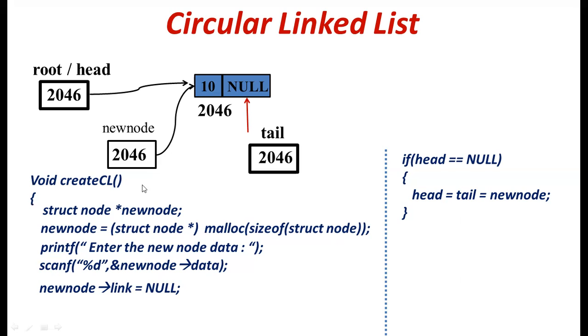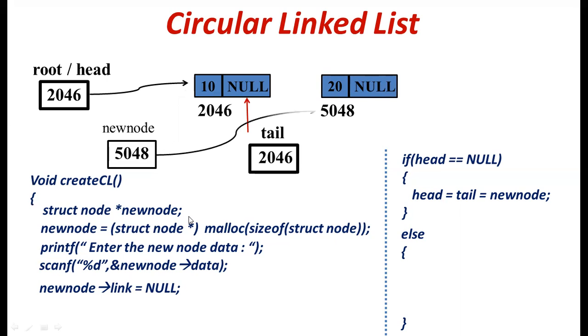So in the else part, what we have to do, we have to create a new node. Say that we have created a new node dynamically by using the malloc function, and the address is 5048. That 5048 is assigned into the new node. Now since the head is not equal to null, we are coming into the else part. So here what we have to do, we have to place the address of the new node here.